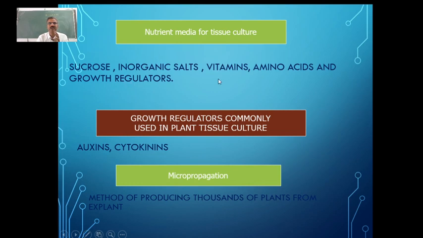So the nutrient medium, as I told you, contains sucrose, that is sugar, then inorganic salts, vitamins, amino acids, and also growth regulators. The normal growth regulators are auxins and also cytokinins, and from that, as I told you, we can grow thousands of plants, which we call micropropagation. Tissue culture is called micropropagation because thousands of plants you can get from a small explant. Each cell can be grown into one plant. That's why it is called micropropagation.